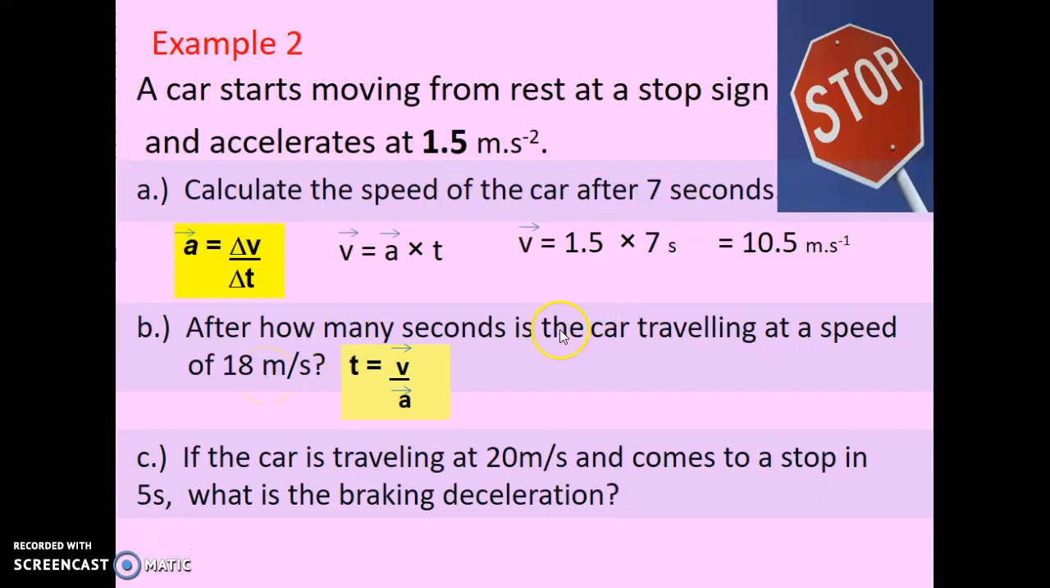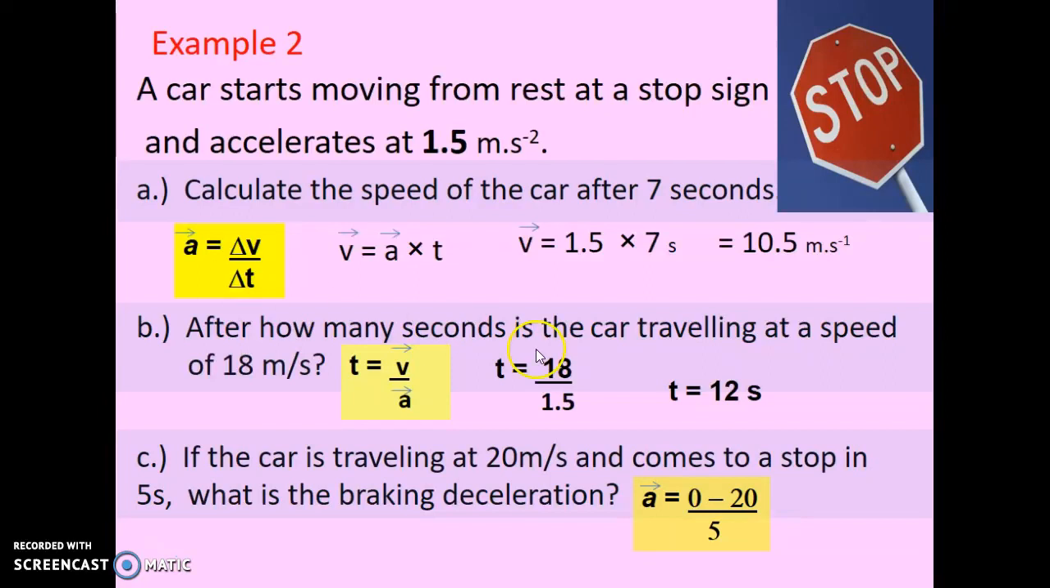Next question: after how many seconds is the car traveling at this speed, if it accelerates at 1.5? So again, you take this equation and rearrange it. t is equal to v over a, velocity over acceleration, and you end up with 12 seconds. So at 12 seconds, it will be traveling at that velocity.